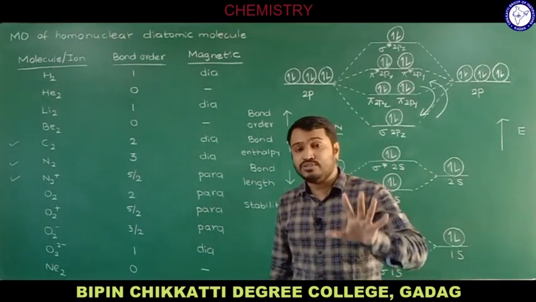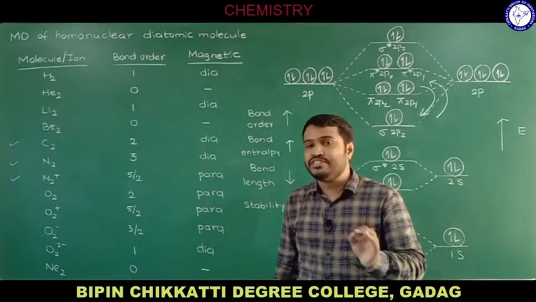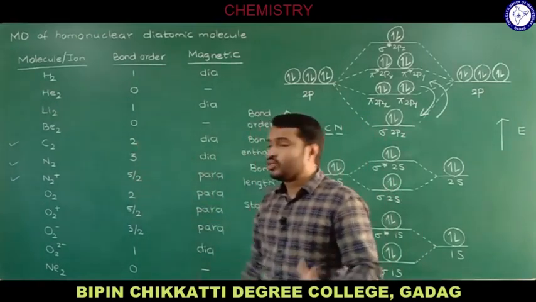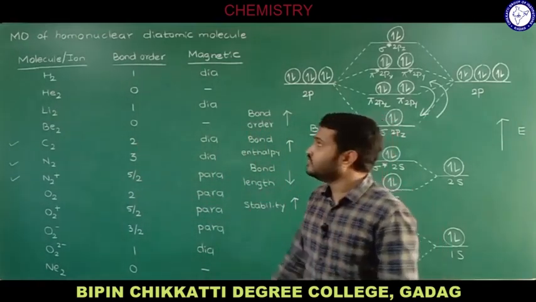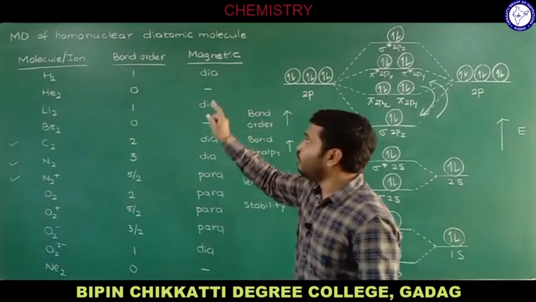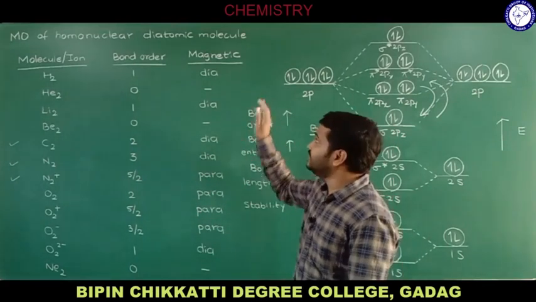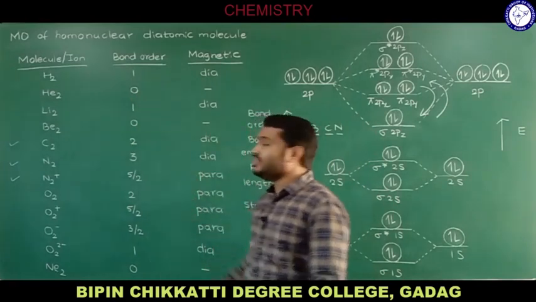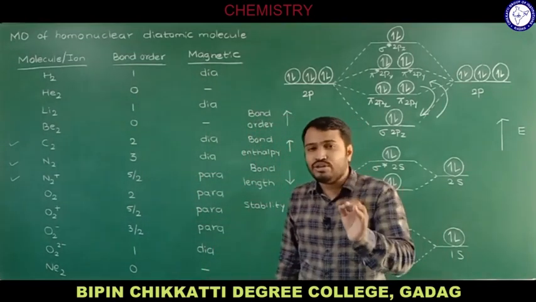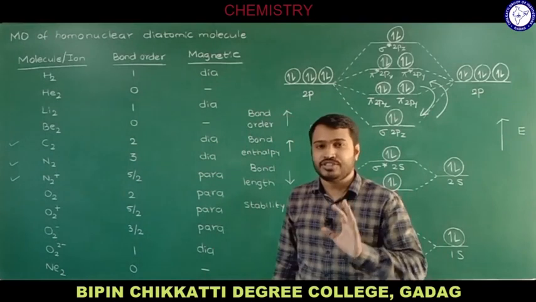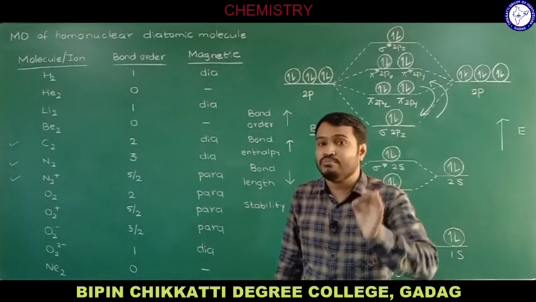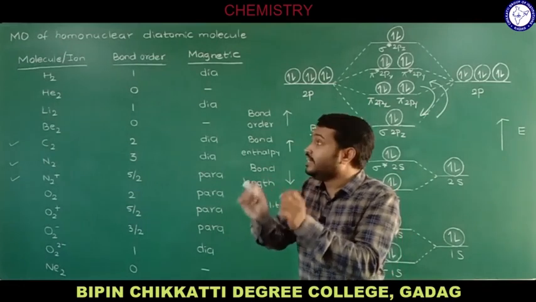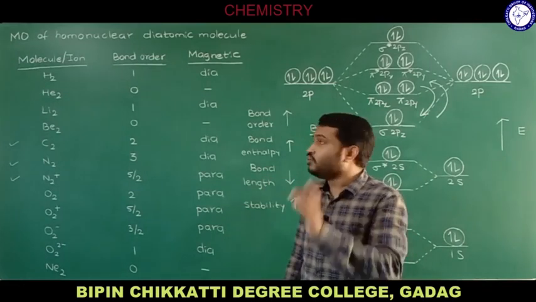If there is absence of unpaired electrons, we say it is diamagnetic in nature. Based on this, we solved 12 examples. In general, the hydrogen molecule has bond order 1 and is diamagnetic in nature. In case of He2, the bond order is 0. What does it indicate? The He2 molecule does not exist in nature, or you can say it is monoatomic. Helium will exist as helium only, not He2, because the bond order will be 0.